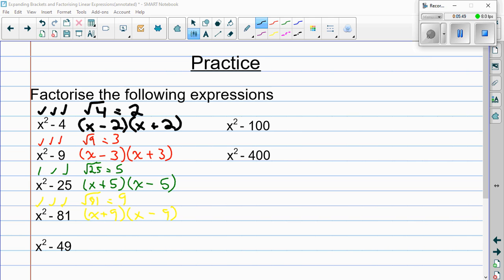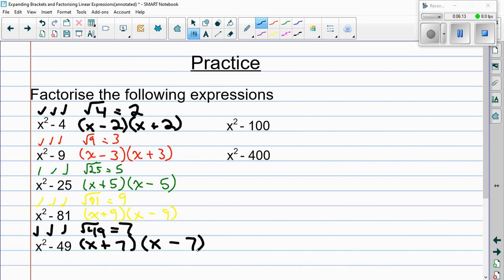So sorry about that. So we're looking here, we're checking, it's x squared, it's a minus, it's a number. So we're going to take the square root of our number, so the square root of 49, which is 7. So then we're going to do x plus that number, so x plus 7, and then x minus that number, so x minus 7.